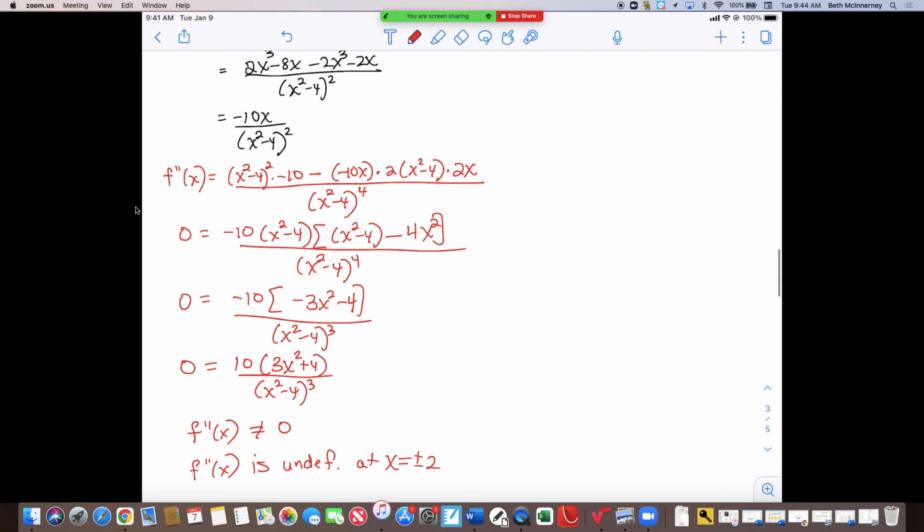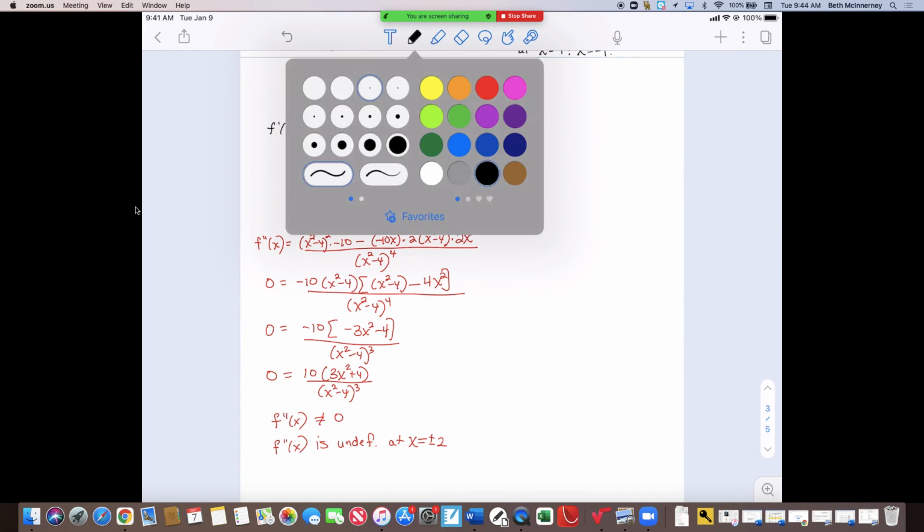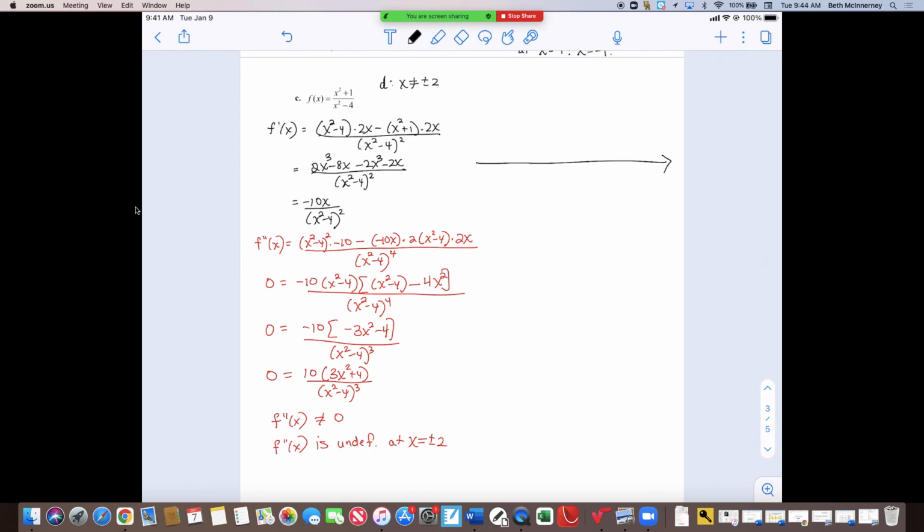However, what I do know, and this is where your pre-calculus foundation is going to come in when you did all that rational graphing, okay? So if I look back at the original f of x, what is happening graphically at x is 2 and negative 2? Asymptotes, okay? Vertical asymptotes. So I can still determine concavity. It doesn't mean that it's not concave up or concave down. So let me go ahead and do my sign chart.